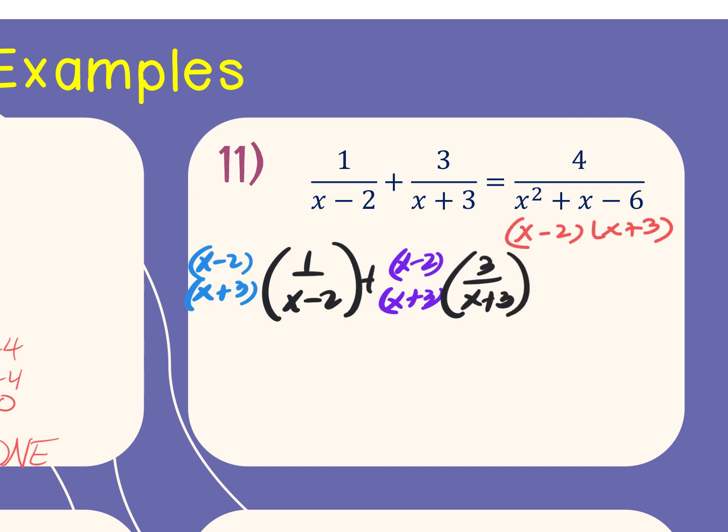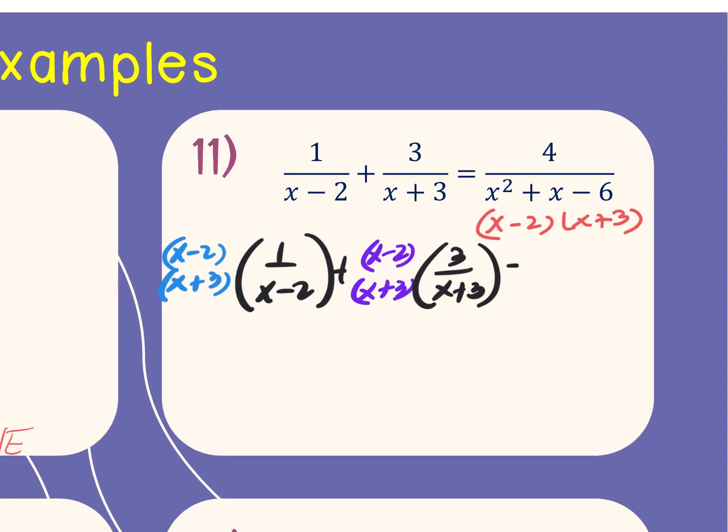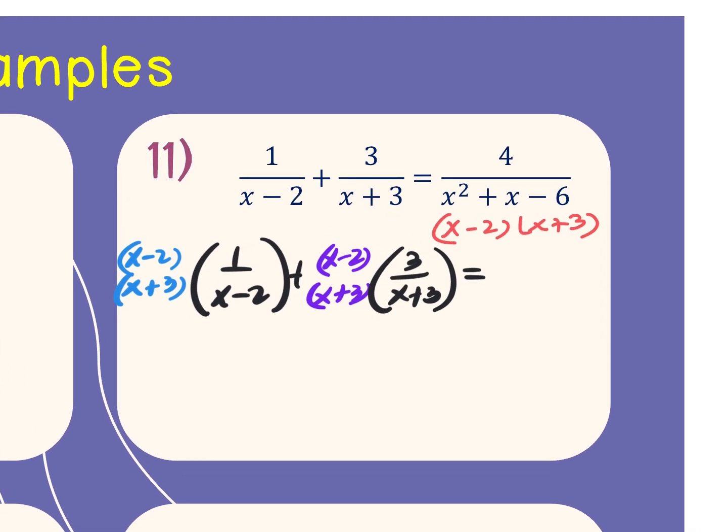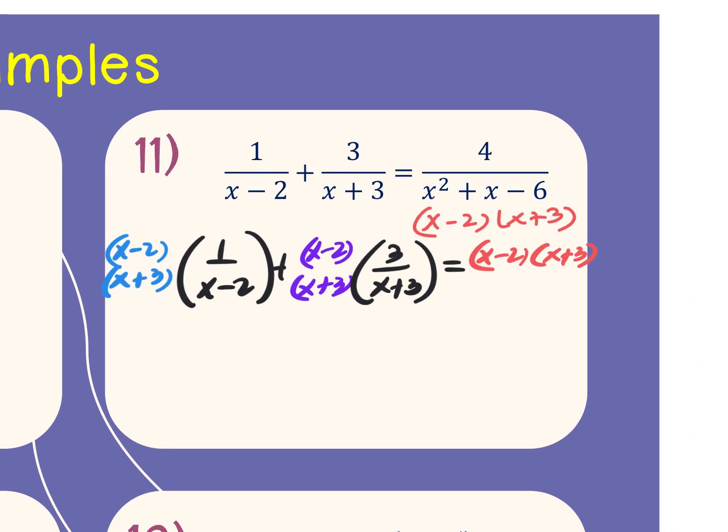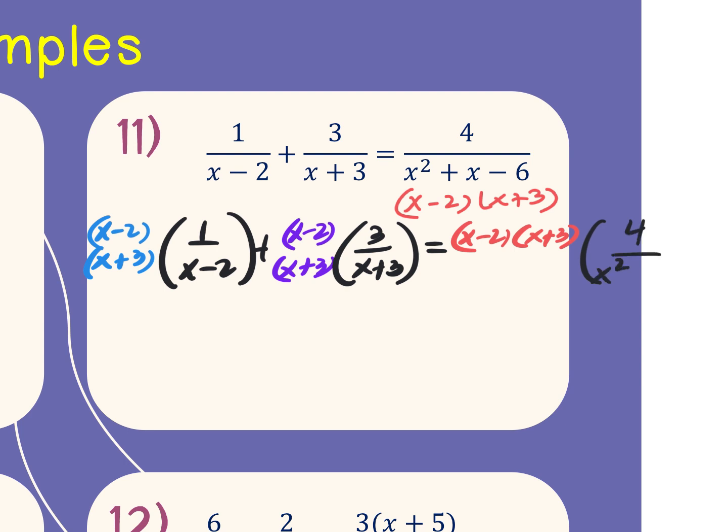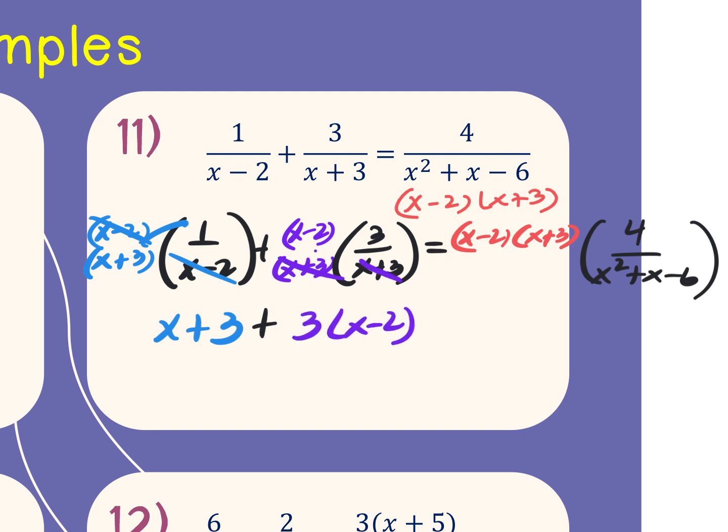I'm just putting it on top of each other just to save room here, but no, it should be lengthways. And then finally the red, x minus 2, x plus 3 times the 4 over x squared plus x minus 6. So for the blue, the x minus 2 cancels. So then now you're just going to multiply the x plus 3 to the 1. Then for the purple, that one cancels. So you're going to multiply 3 times x minus 2. And then for the red, they both cancel, and you're just left with 4.